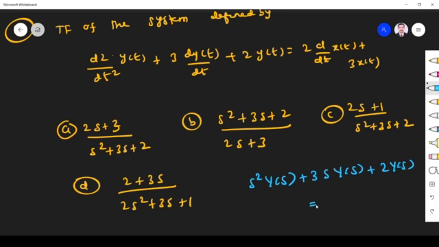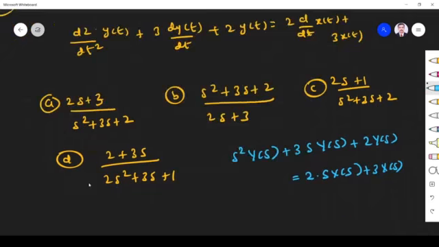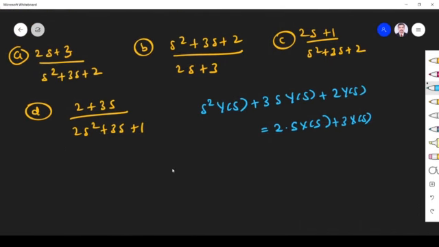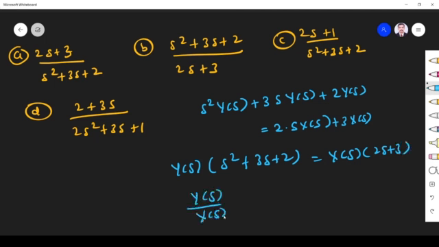Y of t Laplace transform is Y of s. dy by dt Laplace transform is s into Y of s. 2 into dx by dt is 2s into X of s, plus 3 X of s. What I need is Laplace transform of output by input. So I take the output one side: Y of s times (s squared plus 3s plus 2) equals X of s times (2s plus 3). So Laplace transform of output divided by Laplace transform of input will become 2s plus 3 divided by s squared plus 3s plus 2. So option A is the right answer.